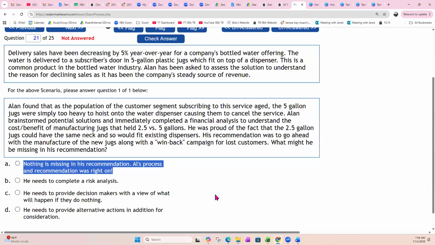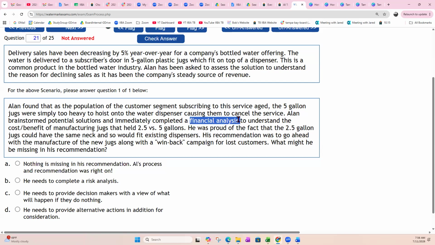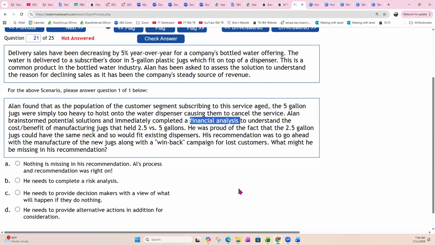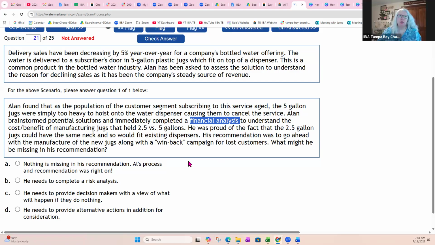For me, he's already done the financial analysis, right? Immediately completed a financial analysis. So the financial analysis will pretty much capture all the risk details as well. No, financial analysis is not going to capture all the risks, not all of them. Financial analysis will capture the cost and benefit. How much do we need? What's the return on investment? And it was only for manufacturing these smaller jugs.